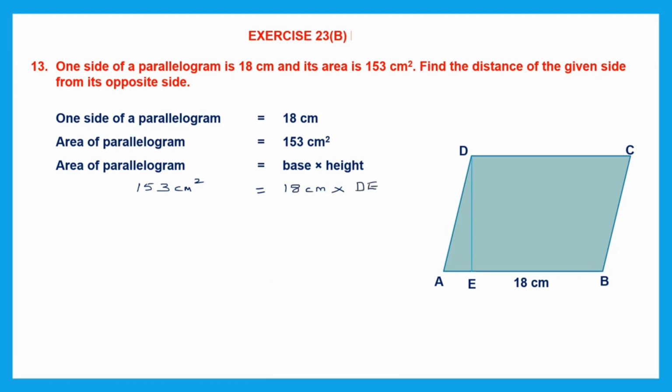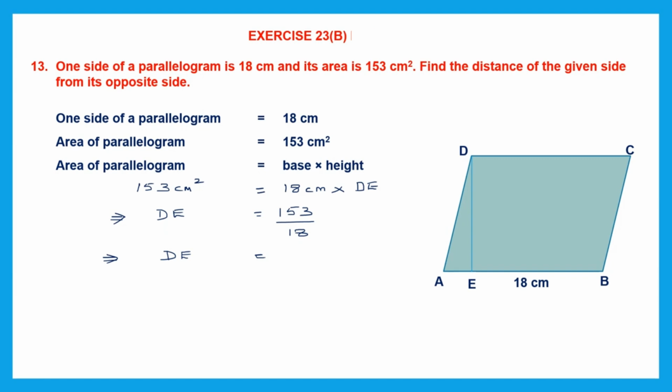Okay, so we're going to find the height. So this is a formula. So what we'll do is we'll bring DE to the side. So DE is equal to, now we have 153, and now we're going to move this 18 centimeters, which was with DE, to put it along with 153 centimeters square. So here, since it's multiplication, when it goes to 153, it becomes division. So here we're going to say 153 divided by 18. So now we are going to find DE, or the height. The height, that is the distance of the given side. So now 153 divided by 18.